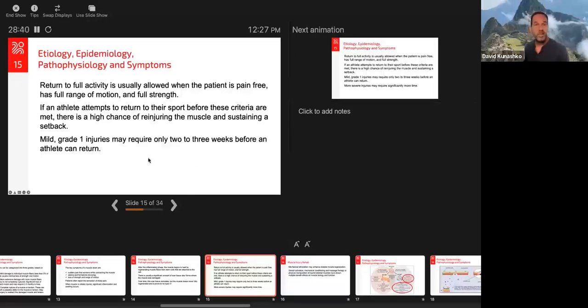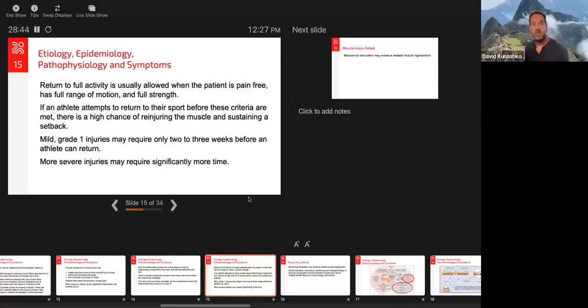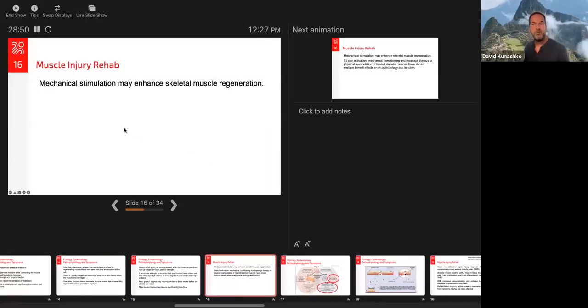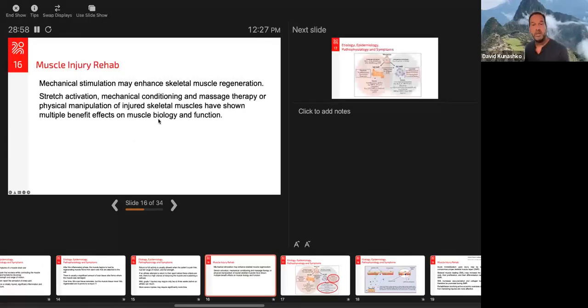So mild grade 1 injuries may require several weeks before they can return to the sport. And obviously, the more severe, the longer the time to return. As far as rehabbing these muscle strains, mechanical stimulation is considered to really be helpful for muscle regeneration. Stretch activation, mechanical conditioning, massage, physical manipulation of the injured muscle tissue have all been shown to have physiological benefits.